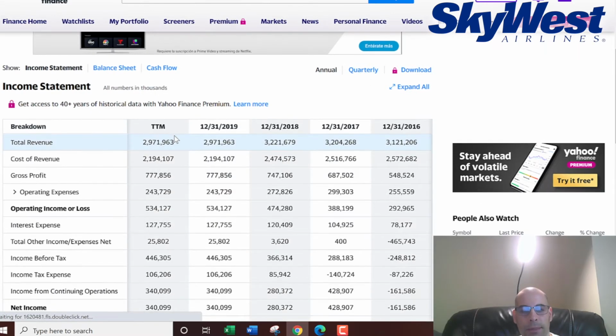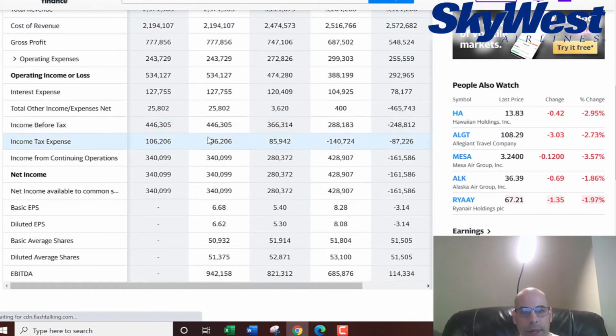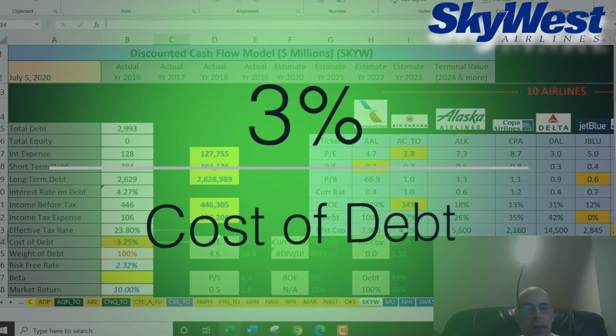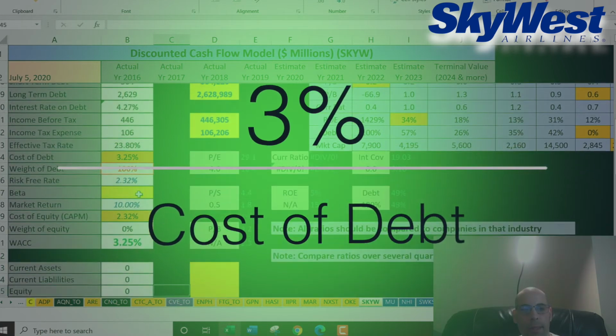Interest is tax deductible, so let's get their effective tax rate. Their income before tax was $446 million, and the income statement shows their income tax of $106 million. So the cost of debt is 3.25%.